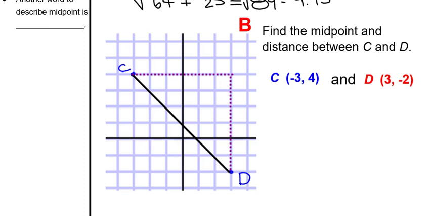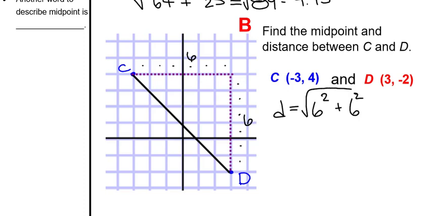My distance formula is where I count the spaces in both directions, and I take those numbers, I square them and add them and take the square root. So that gives me, let's see, what, 36 plus 36. That gives me the square root of 72. And on my calculator, that tells me that CD is about 8.48 spaces.